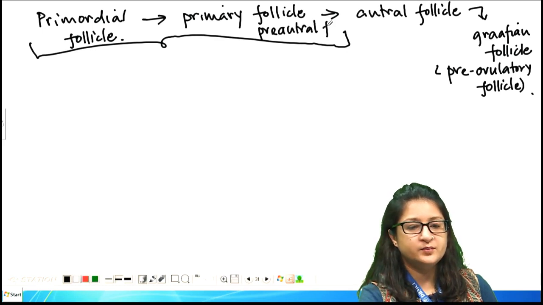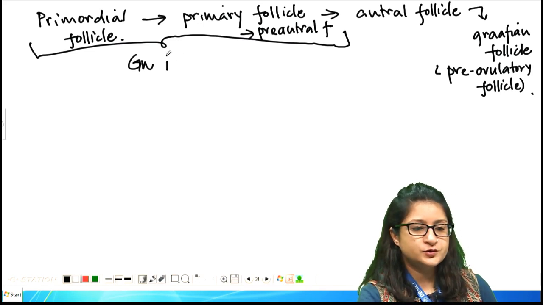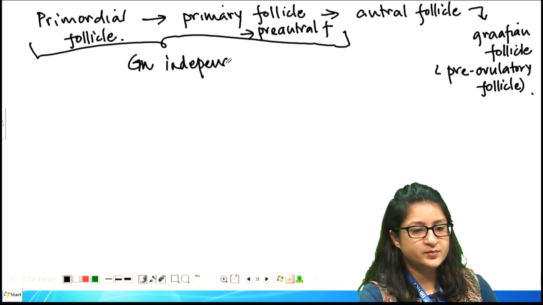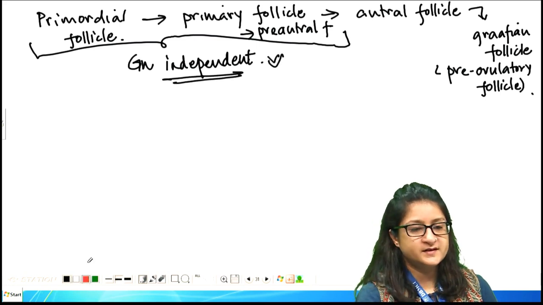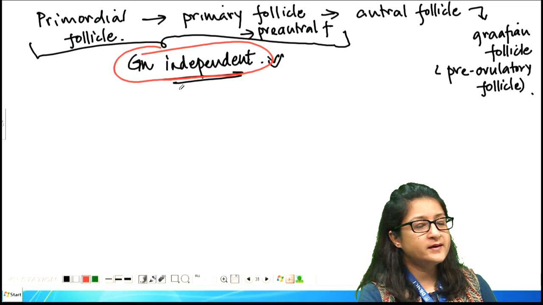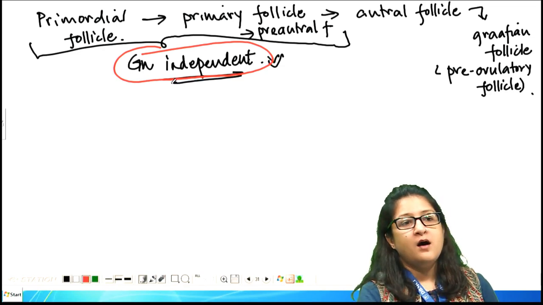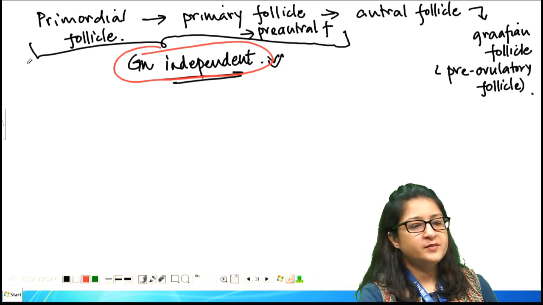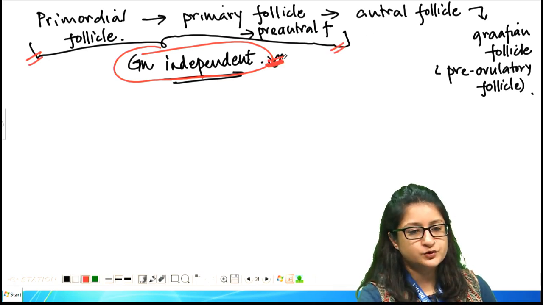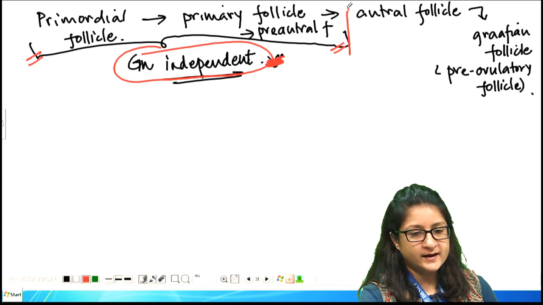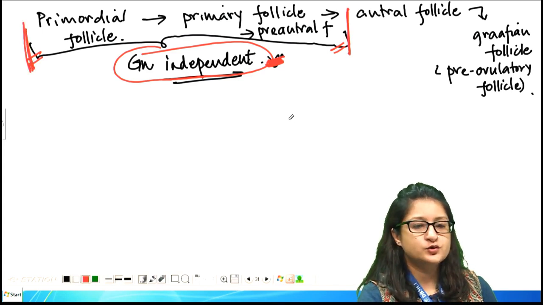Now from the primordial follicle to the preantral follicle, all these steps are gonadotropin independent. So they proceed without the presence of FSH. A very important point is that the initial part of follicular development, from the primordial till the antral follicle, is gonadotropin independent.